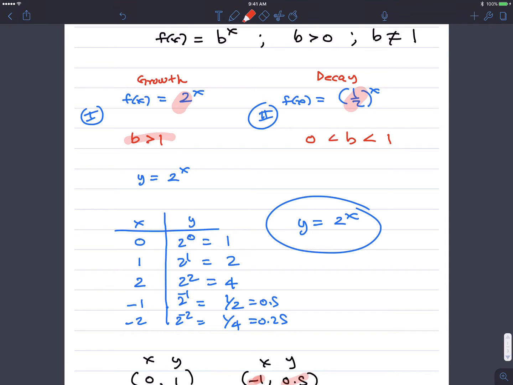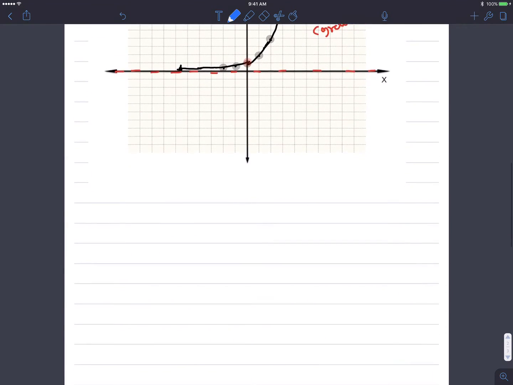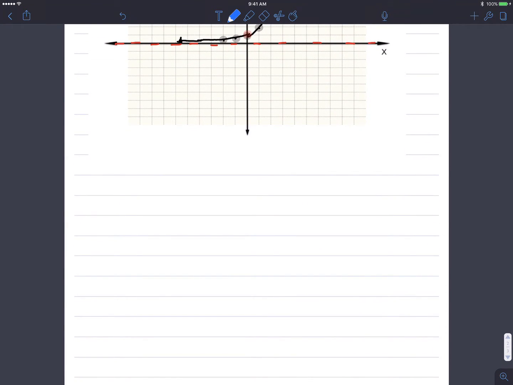Now, this is growth. What about the reverse? Decay, right? Right here, decay. Well, what does our base have to satisfy in order to have a decay curve? It has to simply be between 0 and 1, meaning it's smaller than 1. So any base that's smaller than 1 is a decay curve. So let's take a look at this decay curve. The common example I use for decay is this function, 1/2 to the x power. And again, we're going to let y be f of x.